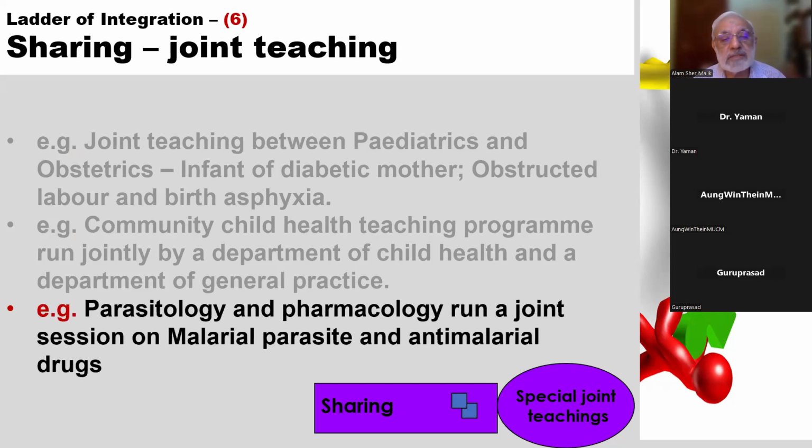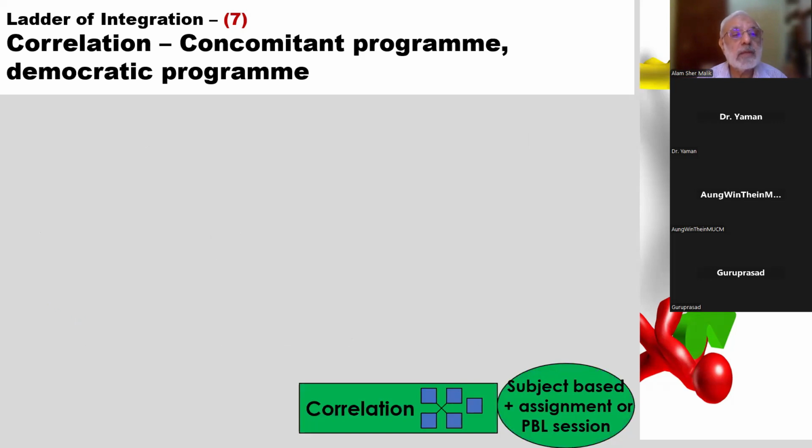Another example is parasitology and pharmacology running a joint session on malarial parasites and anti-malarial drugs. So the parasitologists talk about the life cycle of the malarial parasite, and pharmacologists talk about the different drugs working on different levels of the life cycle of malarial parasites. So this is a special joint teaching, and students are shown the link or integration between two disciplines.